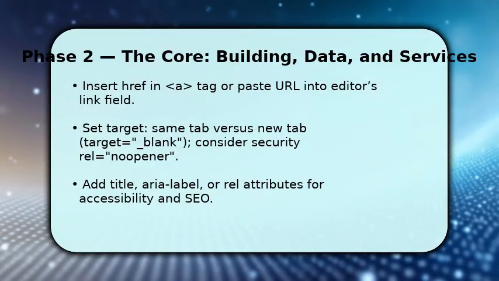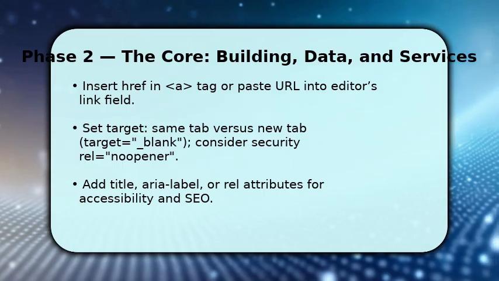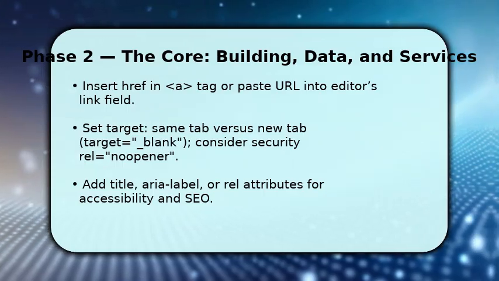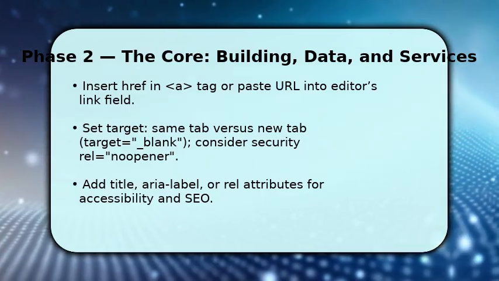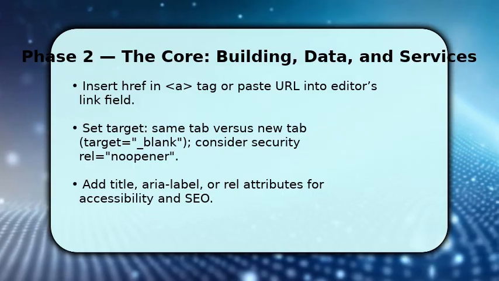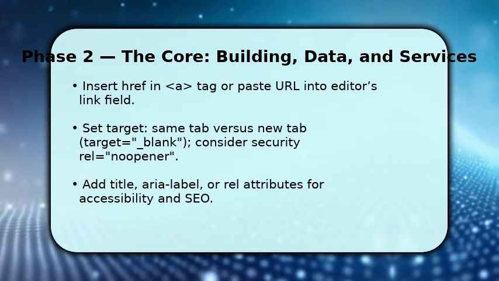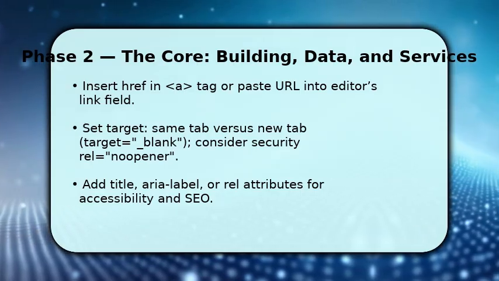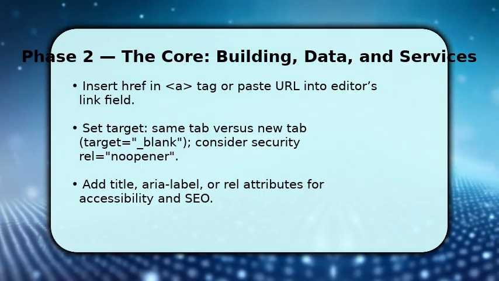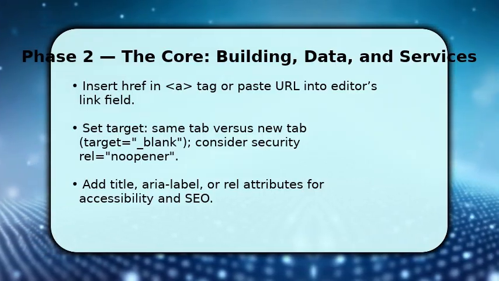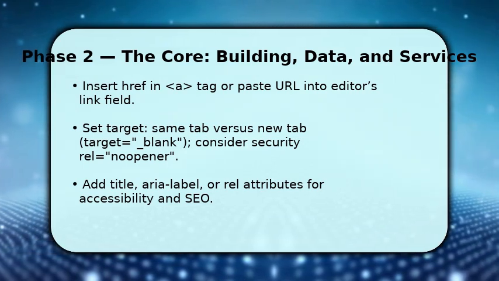You now create the actual link. In HTML type a href equals URL, anchor text, /a, or paste the URL into your editor's link dialog. Make a conscious choice about opening behavior, same tab versus new tab, using target equals blank when needed, and add rel equals noopener for security when opening new tabs. Also include a title or aria-label to clarify purpose for assistive tech. This helps users and search engines understand why the link exists, improving usability and indexing.